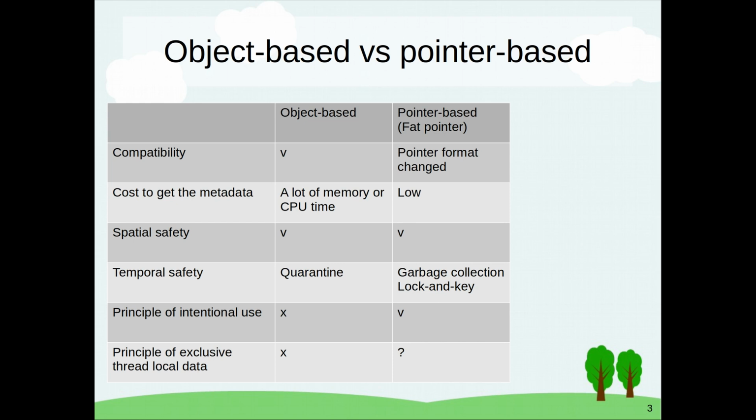The principle of exclusive thread local data means that a thread can only access its own thread local data. It cannot access other threads' local data. For the object-based approach, it is not supported. The reason is the same as above. Since it does not support the principle of intended use, it also does not support the principle of exclusive thread local data. For the pointer-based approach, it depends on the implementation.